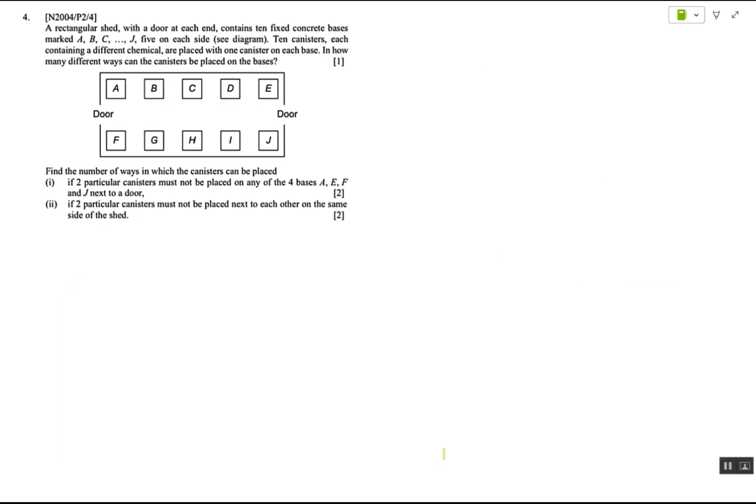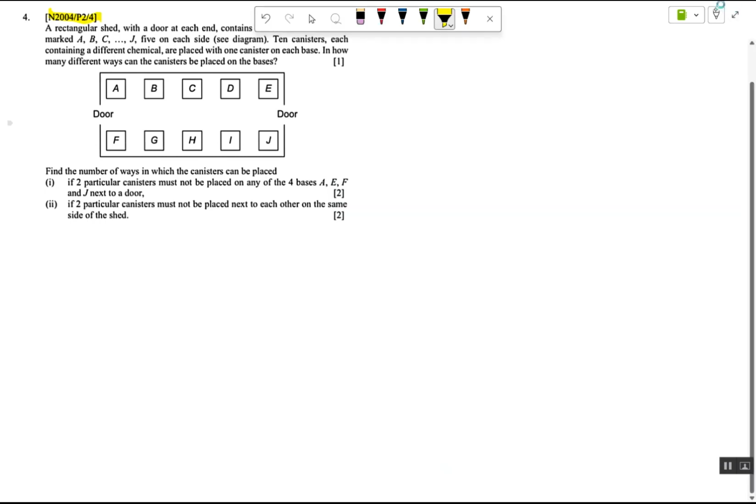For this question on PnC in the November 2004 paper, there are 10 canisters to be arranged in this room in the diagram below. In how many ways can the canisters be placed on the bases? For the first part, it is quite straightforward. The number of ways to arrange 10 canisters would just be 10 factorial, and you will get your answer, because that is the way to arrange 10 canisters.